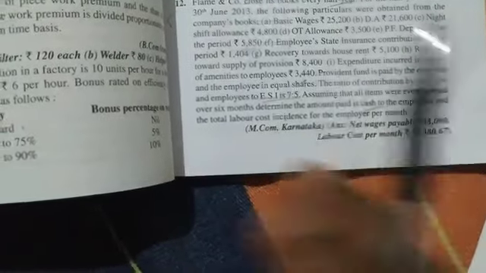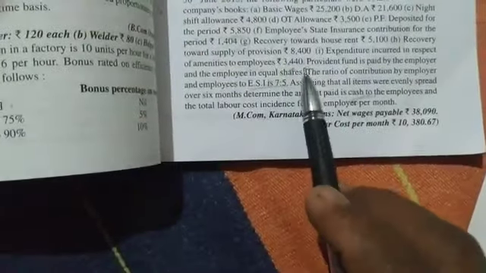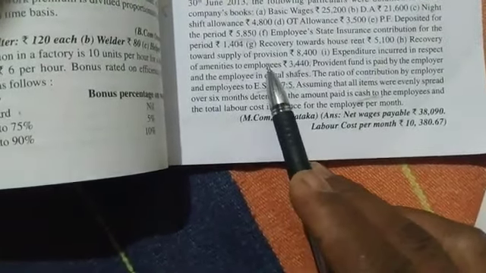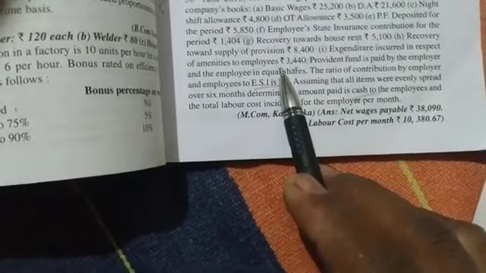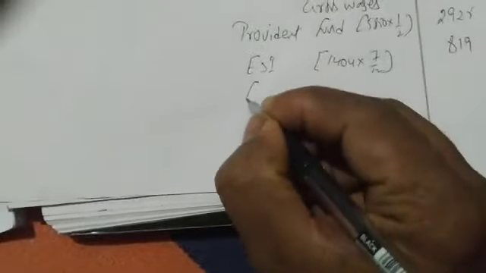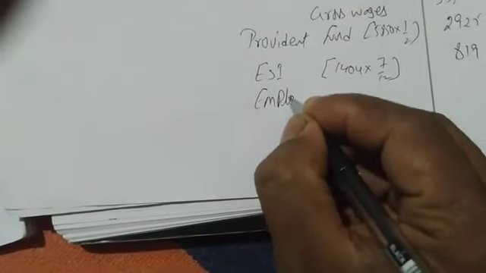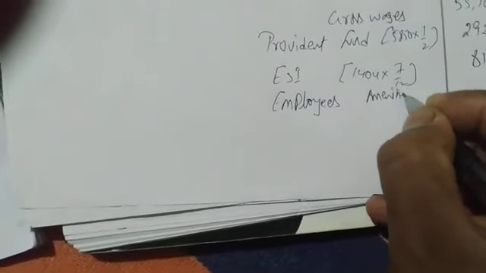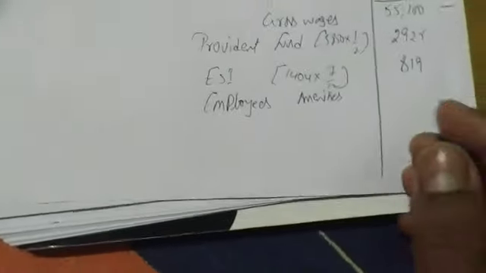Next, what do we have? Expenditure in respect of amenities to employees. Who is doing the expenditure? The employer is doing. Okay, amenities. So this we have to write under employees' amenities. The employer is doing the expenditure.